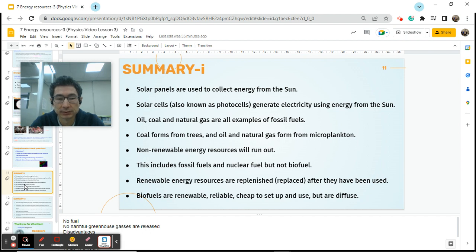That is the summary. Biofuels are renewable, reliable, cheap to set up and use, but they are diffuse. They are, how can I say, not a condensed energy resource. Diffuse, and it can also be said dilute. Diffuse and dilute.